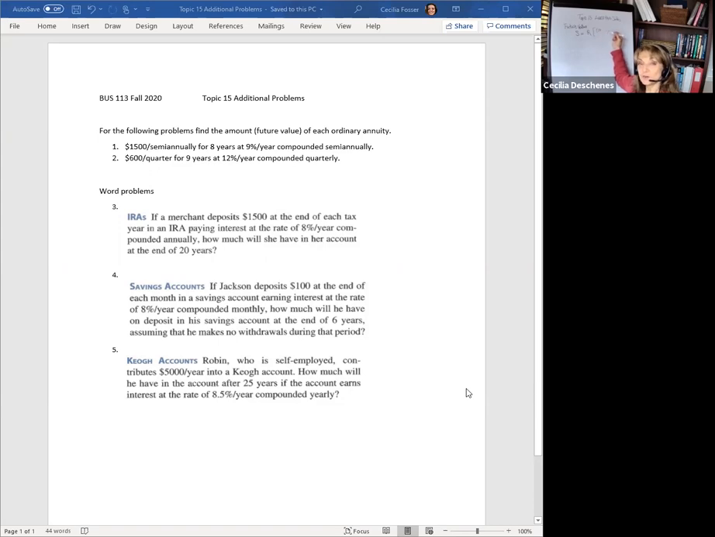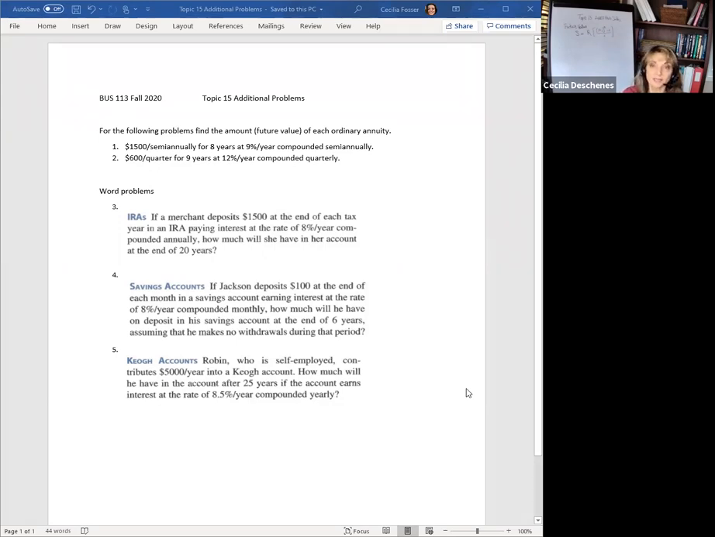As you saw in the lecture video, it's R, which is the amount that we pay into the annuity on a regular basis, times 1 plus i raised to the n, minus 1, all over i. So that's the formula we're working with for these problems.